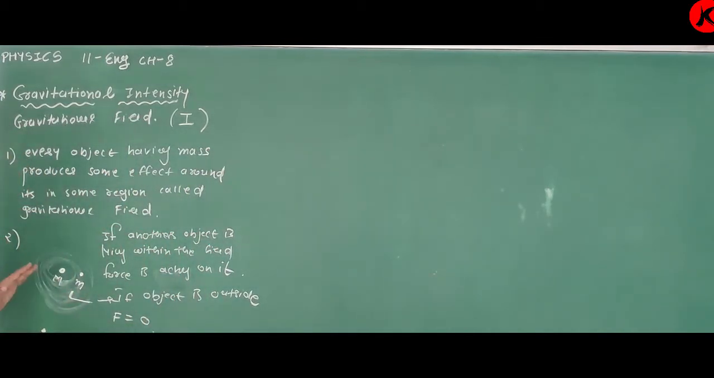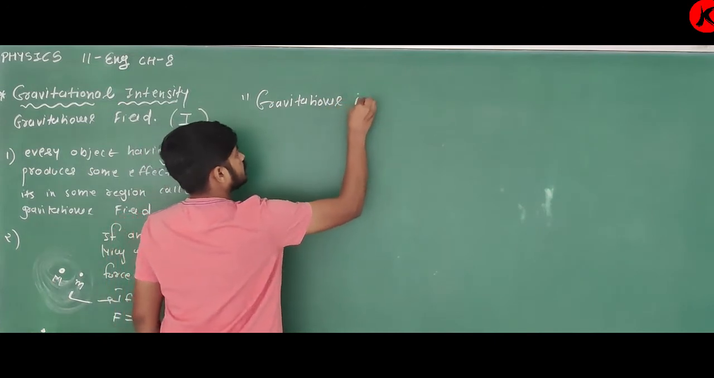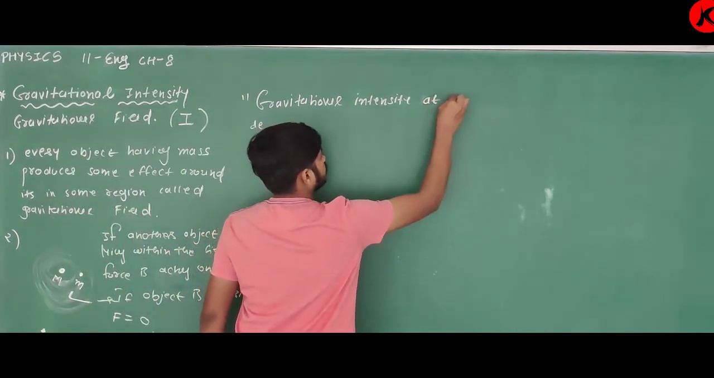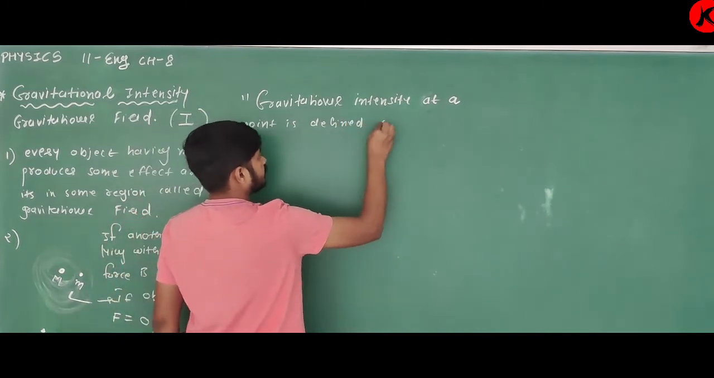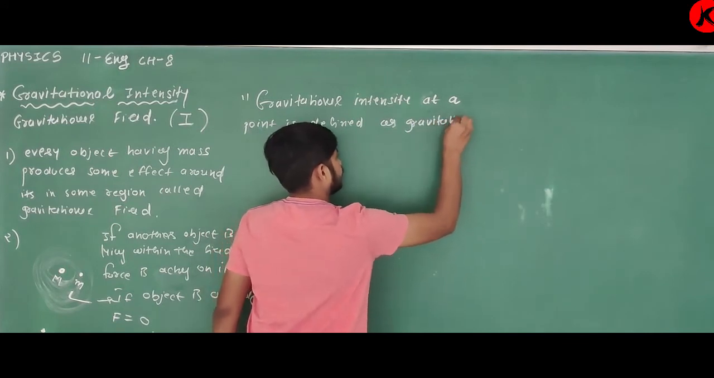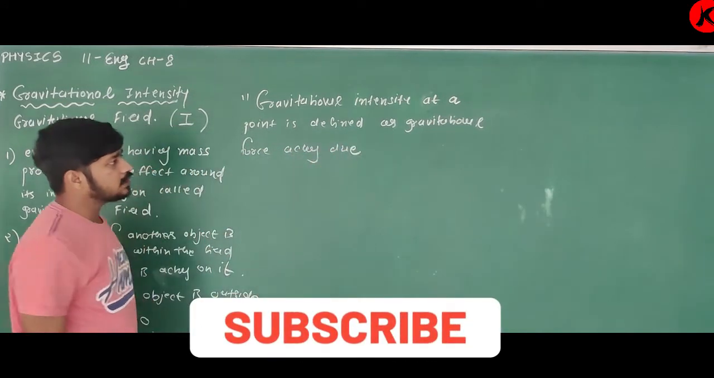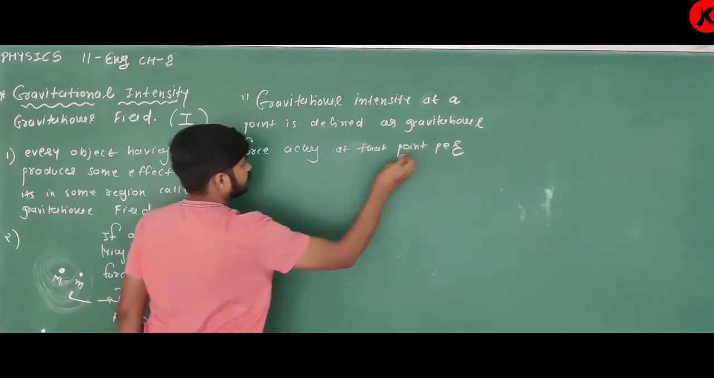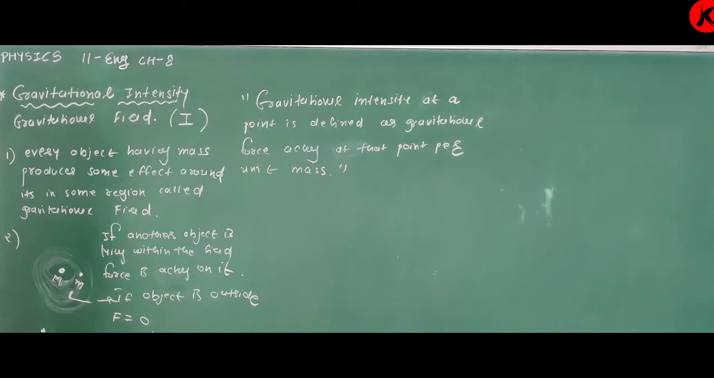So what is meaning of field? You have to understand. What is its definition? Here I will give you definition of gravitational intensity. Gravitational intensity at a point is defined as gravitational force acting at that point per unit mass.